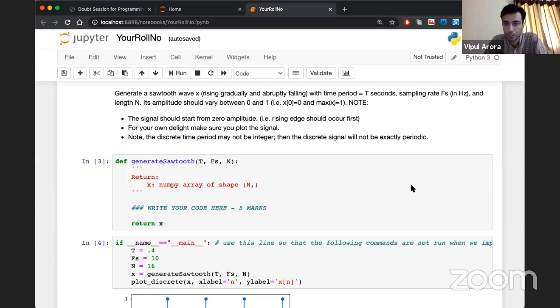Next question is from Shubham Gupta. If n upon M is not an integer, then we have to take the output as ceiling of n upon M samples. Ceiling or floor?